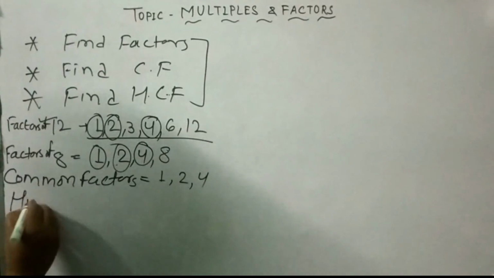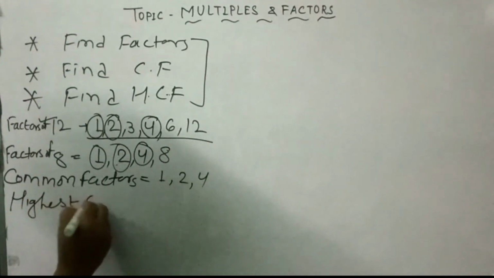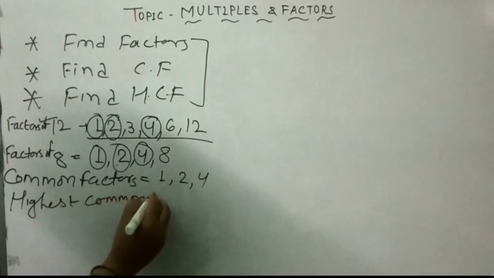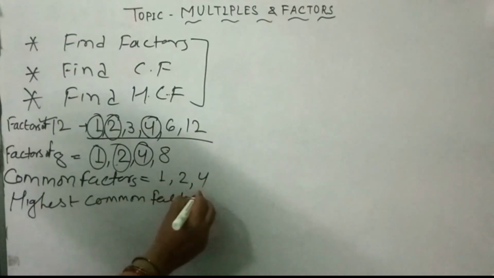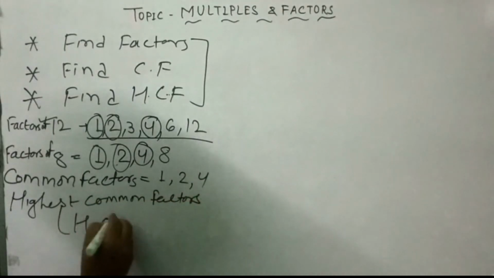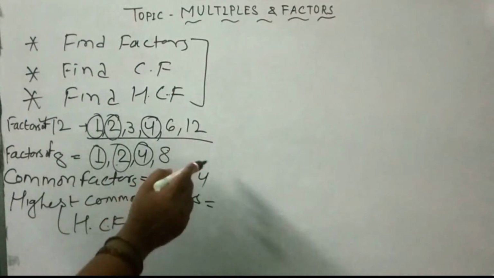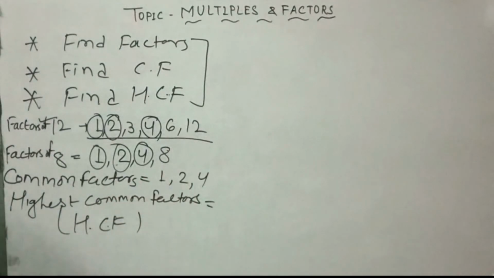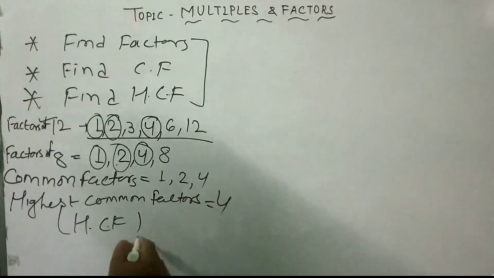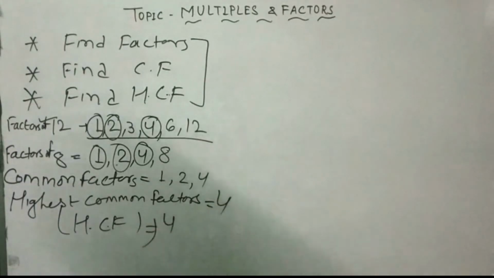Highest common factor, HCF. See 1, 2, 4. Which number is highest here? 4. So what is the answer? 4 is the highest common factor of 12 and 8.